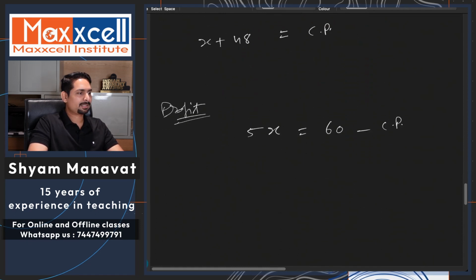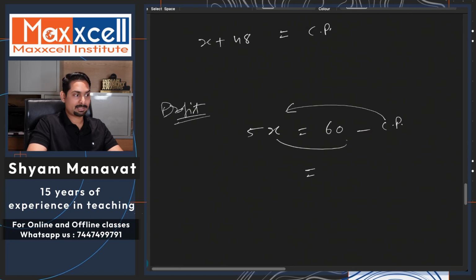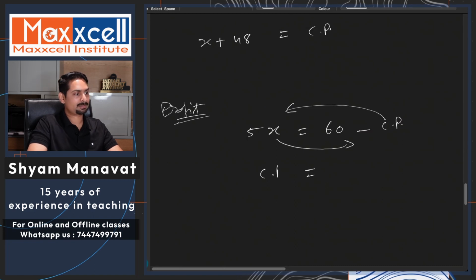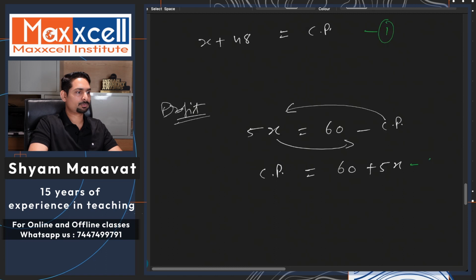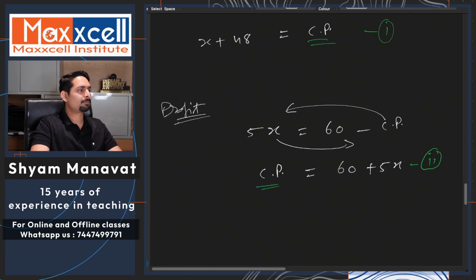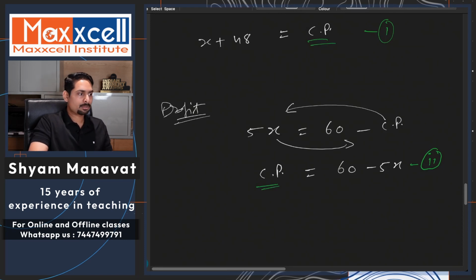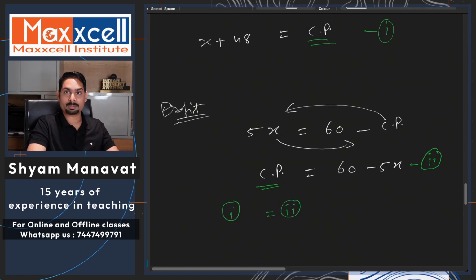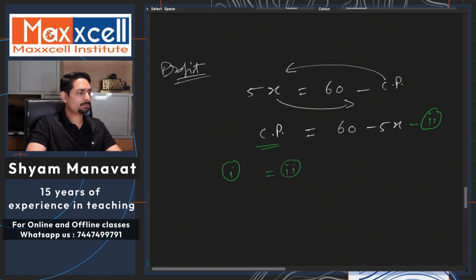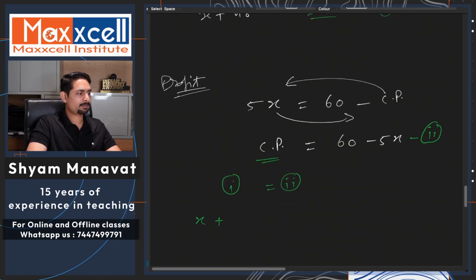Now here also I can take the cost price this side, 5x this side, and I will tell you the reason why I am doing that. Cost price here is 60 minus 5x. My bad, here we should have minus, right? By doing so, in equation number 1 as well as in equation number 2, both of them say cost price equals something. So I can eventually equate equation number 1 and 2 because both of them are showing cost price. Doing so, I will have x plus 48 equals 60 minus 5x.